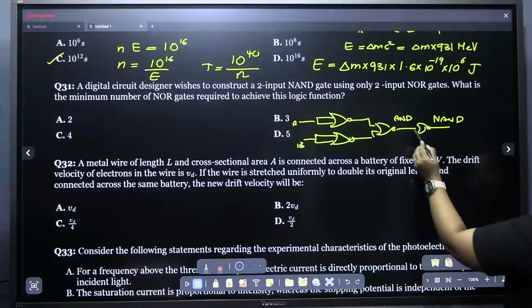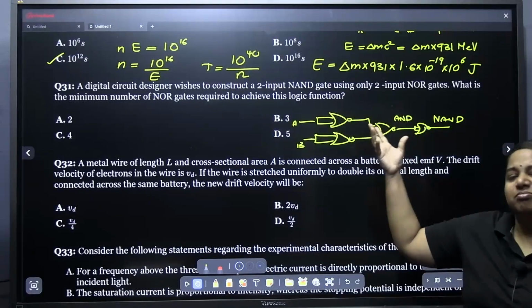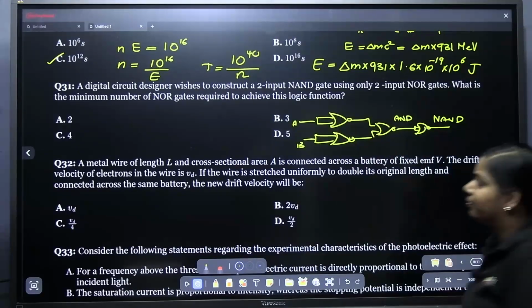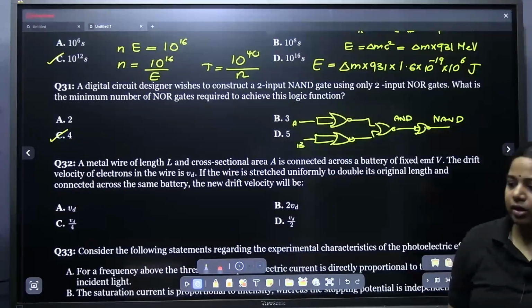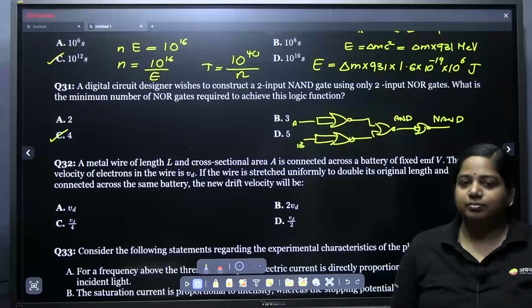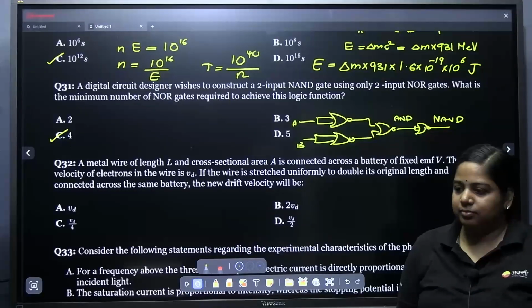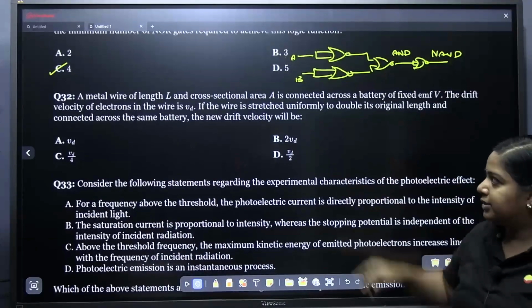Okay, this is the case. So how many NOR gates are we using? 4. So the answer is option C. Minimum we need 4 NOR gates. Is it clear? Okay. Next one.